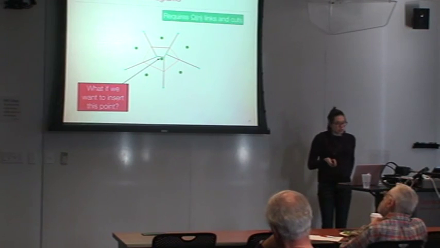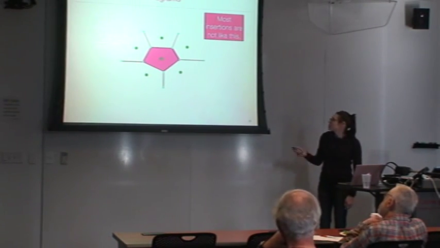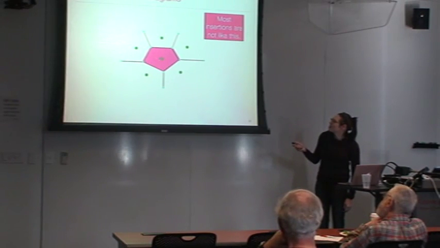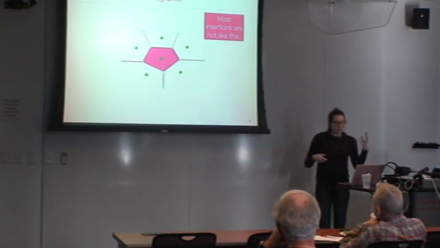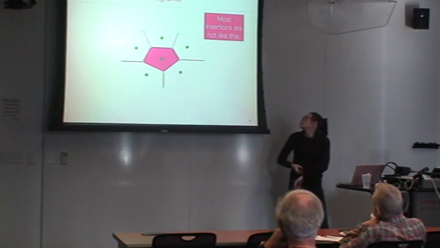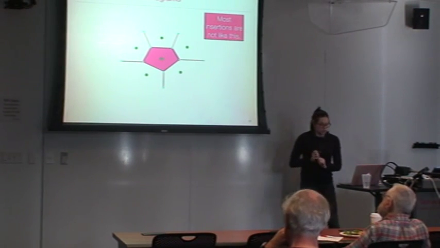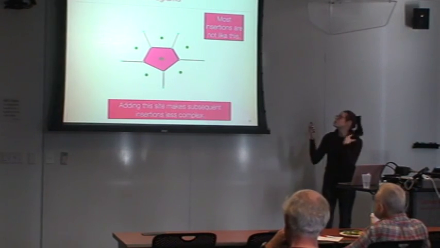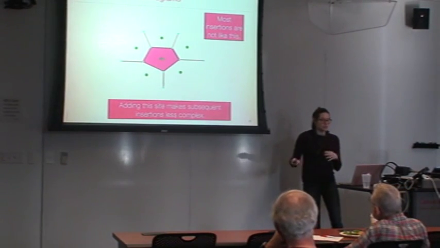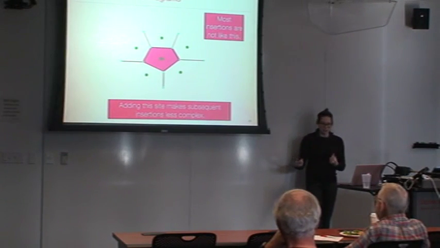So what we're going to do is leverage the fact that most insertions actually don't look like this. For example, if you wanted to try to do it again, then you'd have to end up on one side or the other of this center vertex, and then you would end up only updating some of the things on one side or the other, and you couldn't continue to incur a linear cost each time. So yes, there may be some expensive insertions like this, but they won't all look like this. So basically, the addition of this center site, which was quite expensive, does make subsequent insertions less complex, where we're considering the cost to be the number of links and cuts that we make.